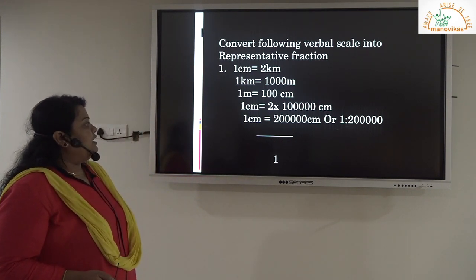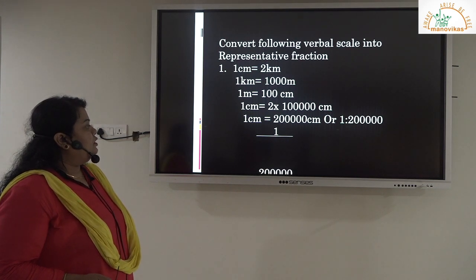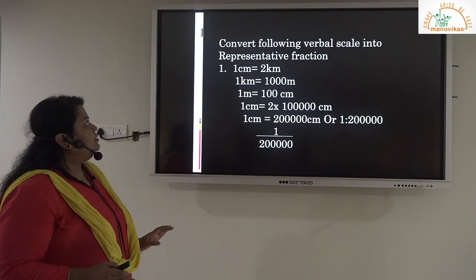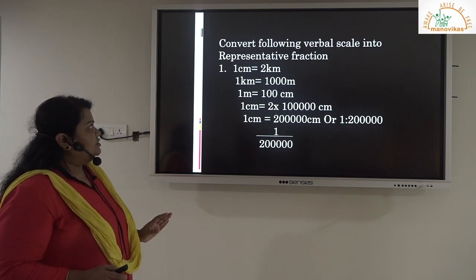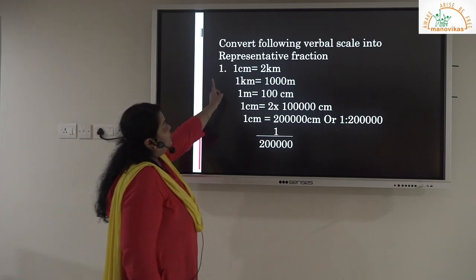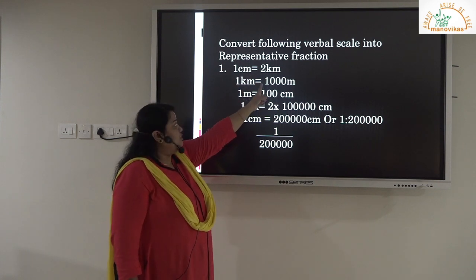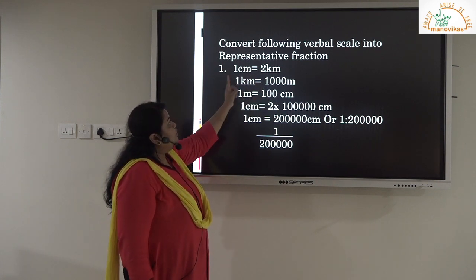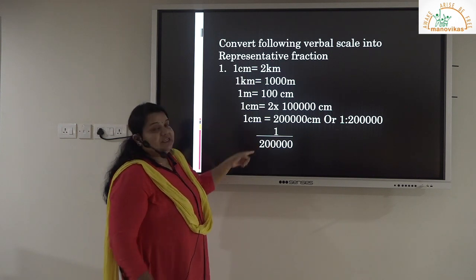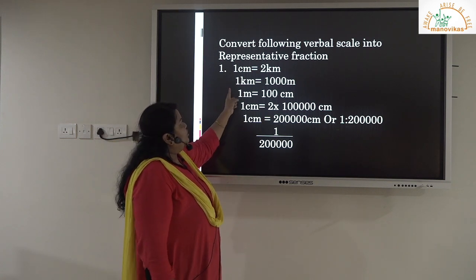It is also written as 1/2 lakh. This is how we calculate representative fraction scale from the verbal scale. Let us check again. We have 1 centimeter on the map, 2 kilometers on the ground. Now we need to convert these kilometers into centimeters because we are converting it into a scale which is not having a unit. So we check for 1 kilometer is how many meters.